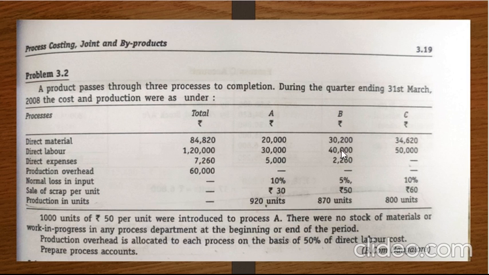Then 40,000 is your direct labor, 50% of your direct labor will be your production overhead. So 40,000 into 50% will give you 20,000, which is your production overhead for B. Next, 50,000 direct labor is for C. 50% of it will be your production overhead. So 50,000 into 50% will give you 25,000. So 15,000 for A, 20,000 for B, and 25,000 for C. The total will give you 60,000. So the apportionment is done.